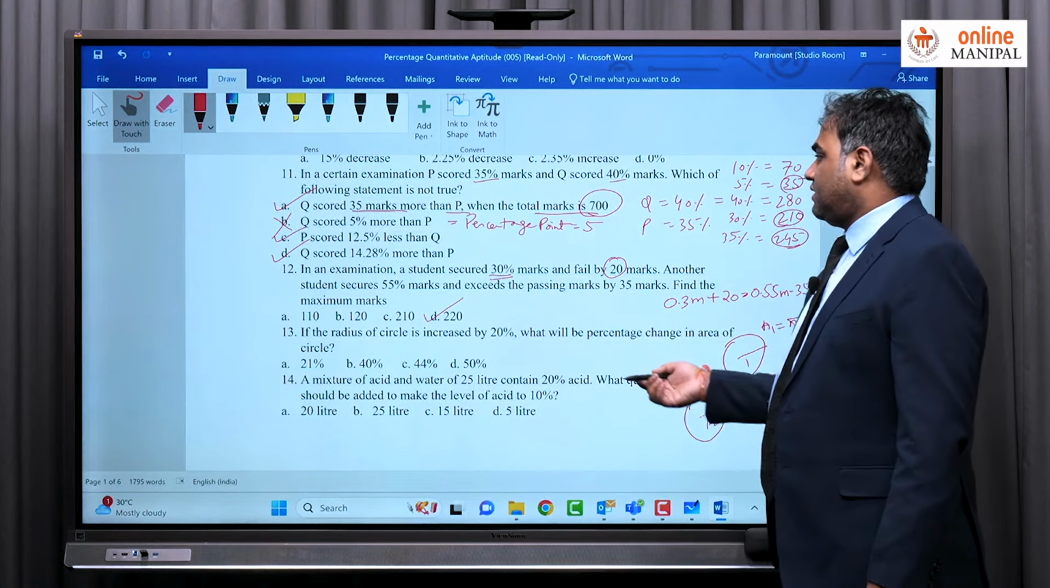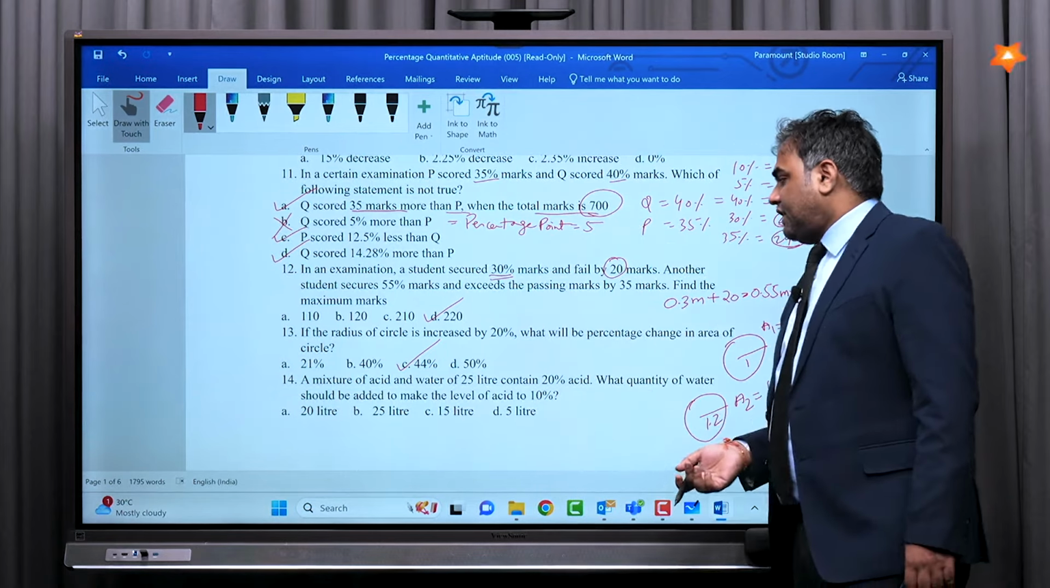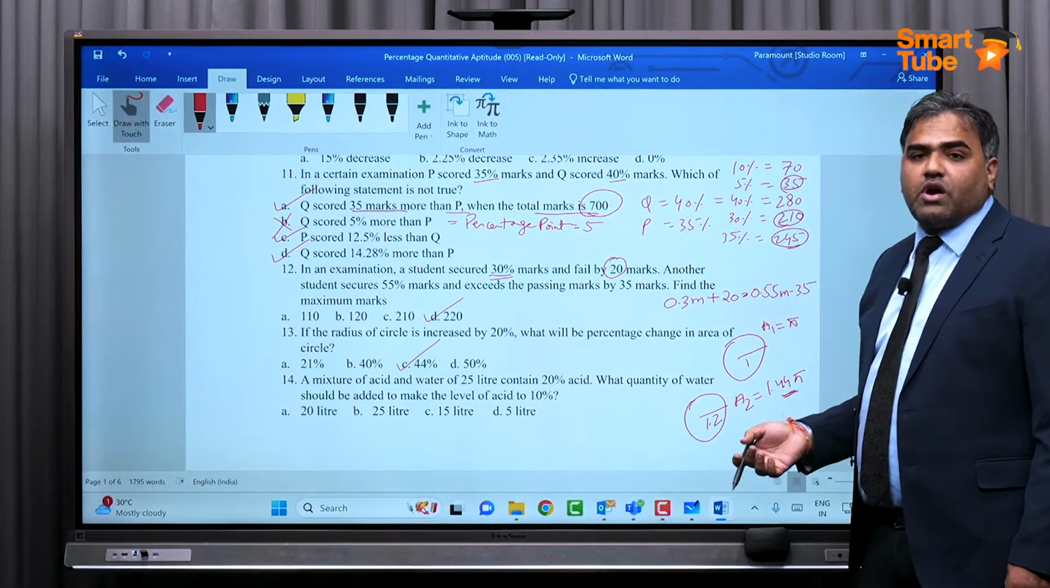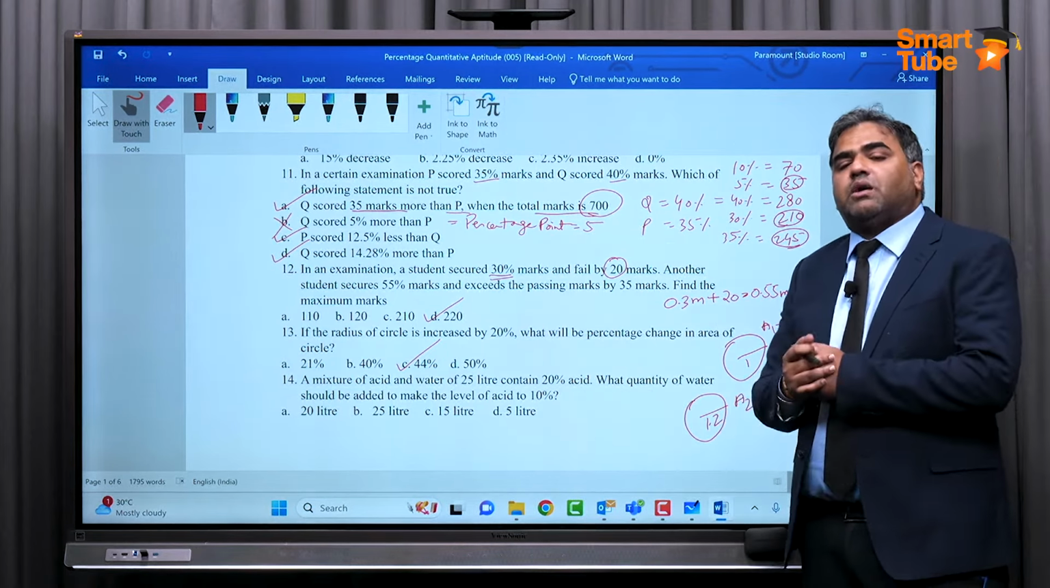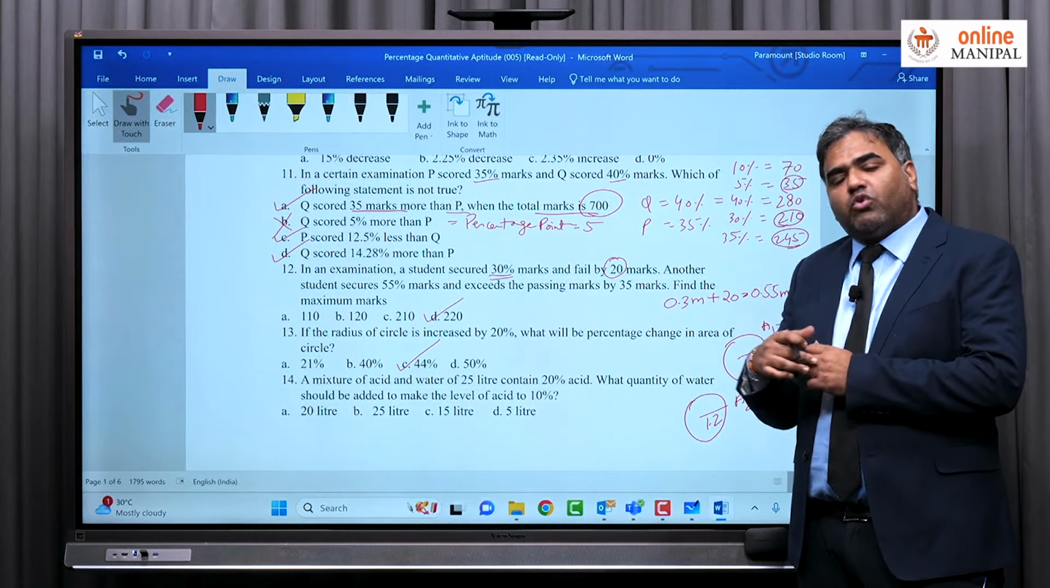So we have done the 13th question. The answer of the 13th question is 44%. Clear everyone? If you have any doubt, please use the comment option. You can ask as many doubts as you can. Okay, so I'm going to the next question.